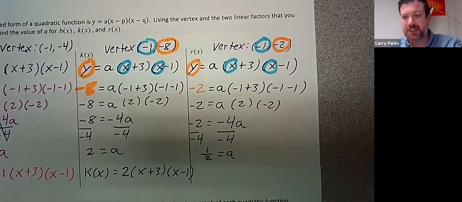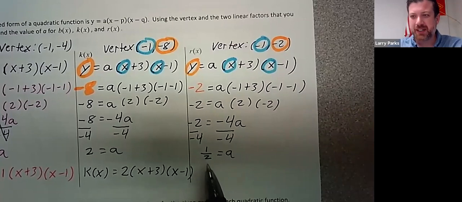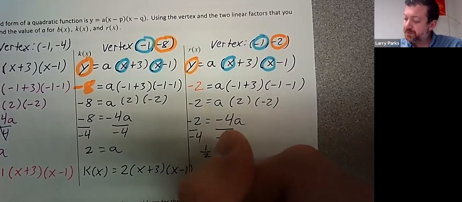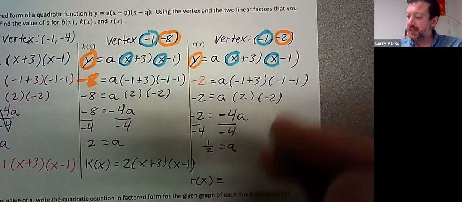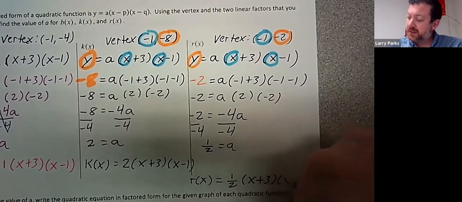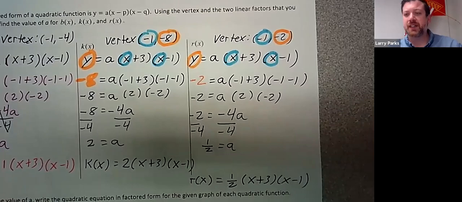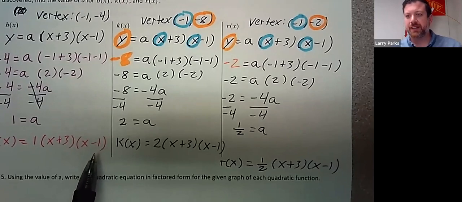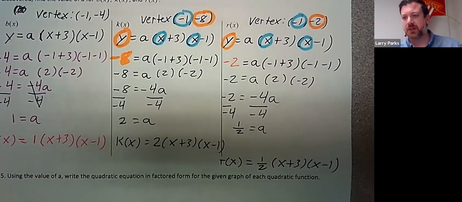Which is good news because remember I said that it was going to be fatter, wider, it was going to be compressed. To be compressed, we need that a value between 0 and 1. So then I'd have r of x is 1/2 x plus 3, x minus 1. So these are in what we call factored form. If they wanted you to write this in, say, standard form, you would just distribute everything out, but I'm okay with factored form. One last thing, and then we'll be done. We're going to just plug all of these in and confirm real fast.